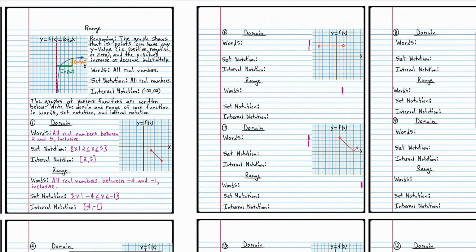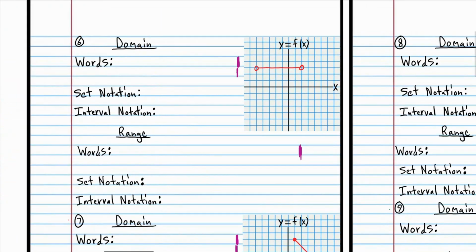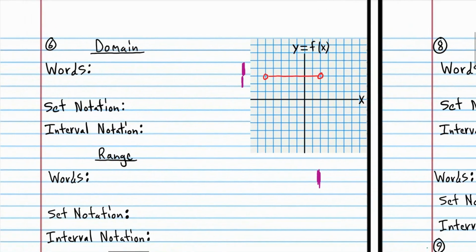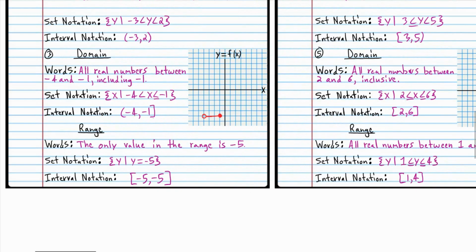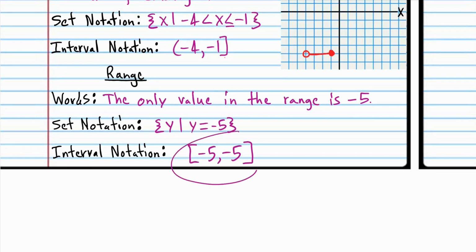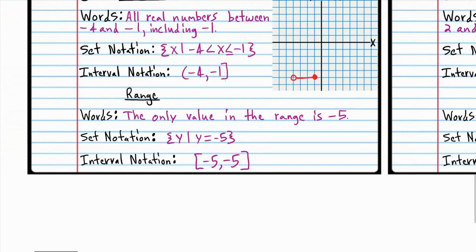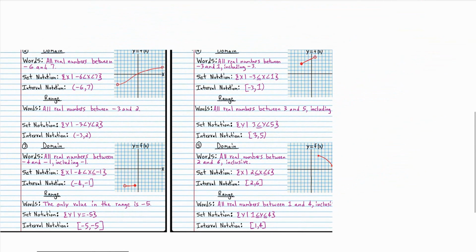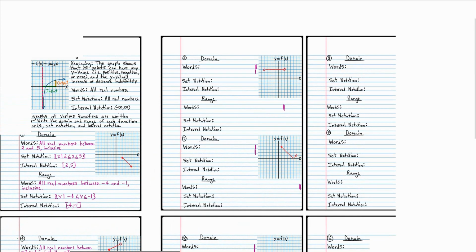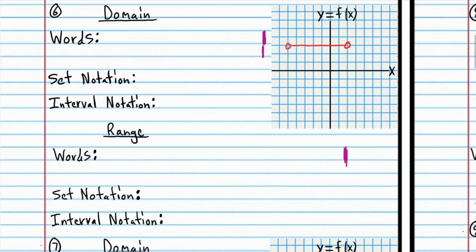On to number 6. Now, with number 6, the range is going to be a little weird. Remember, there's only one value in the range. Remember, we had to write this interval notation here. -5 was the only number in the range, so we wrote this expression here. So you're going to have to deal with that in problem number 6. So try number 6. When you come back, we'll do it together.